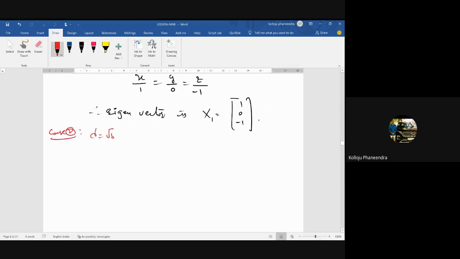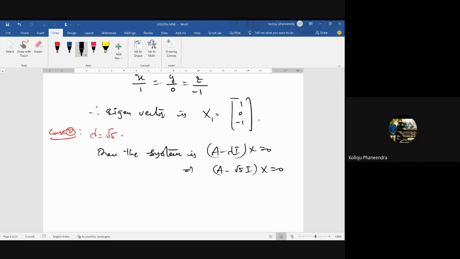Lambda equal to root 5. Then the system is (A minus lambda I) x equal to 0. That is (A minus root 5 I) x equal to 0. This gives what? What is the matrix?